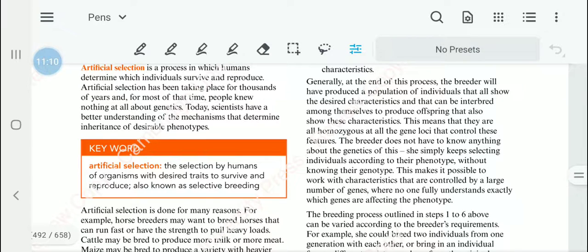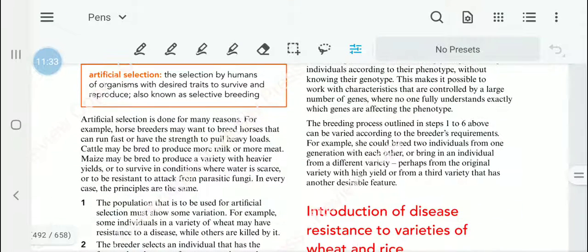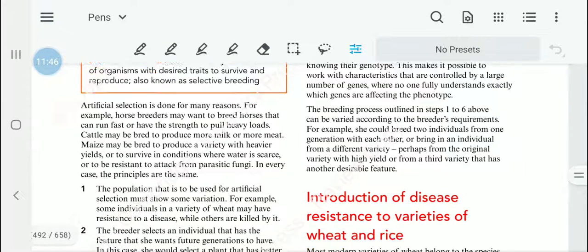Put a star and write down. These individuals are all homozygous at all the gene loci that are related to these features. Simply by looking at the phenotype, artificial selection can be continued to bring about the desirable feature.